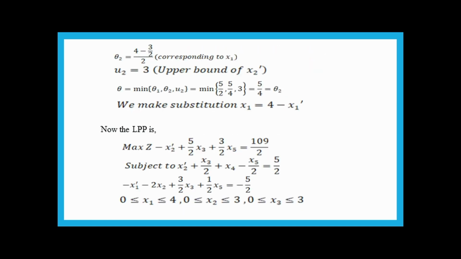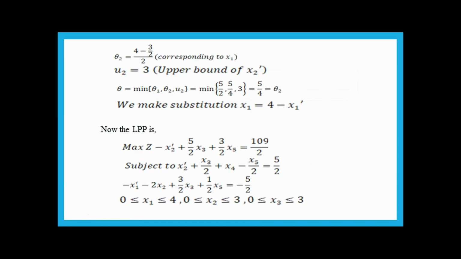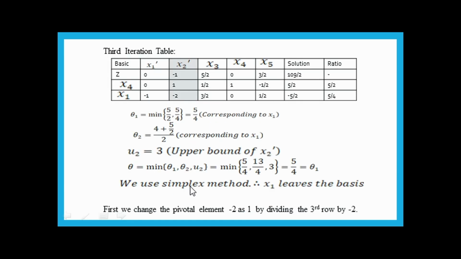Subject to the constraints x2 dash plus x3 by 2 plus x4 minus x5 by 2 equal to 5 by 2. Next constraint is minus x1 dash minus 2x2 plus 3 by 2 x3 plus 1 by 2 x5 equal to minus 5 by 2. The non-negative restrictions are same. So for the third iteration table, we have to change these values into the third iteration table. The table headings are basic, x1 dash, x2 dash, x3, x4, x5, solution, ratio.